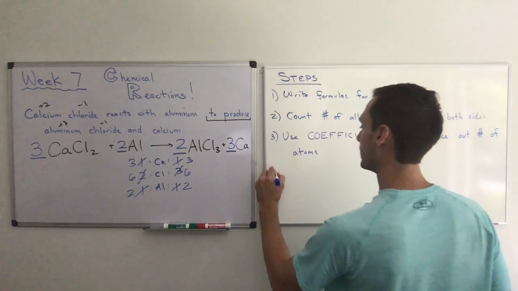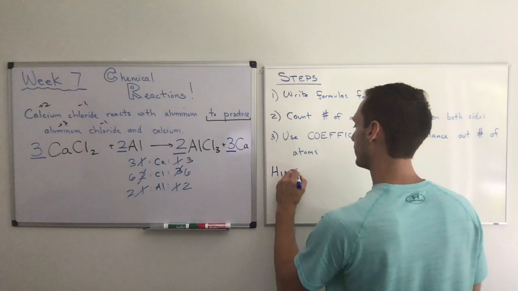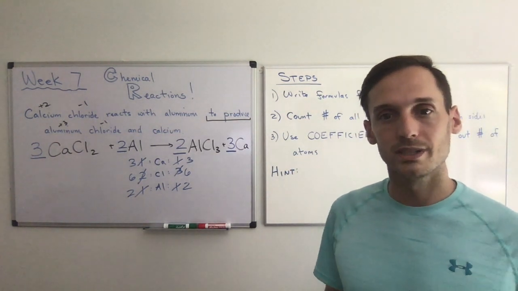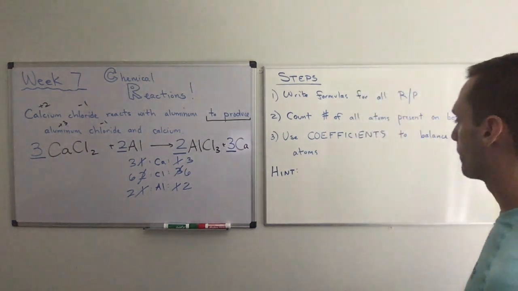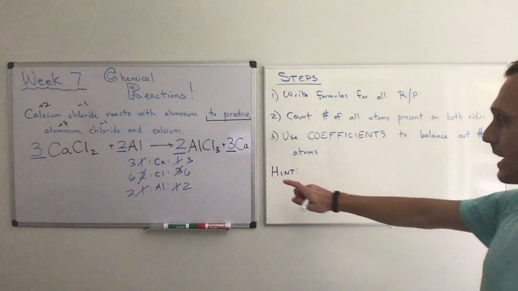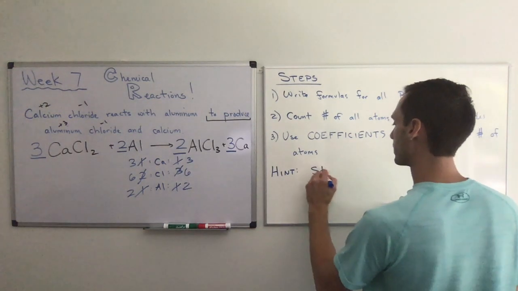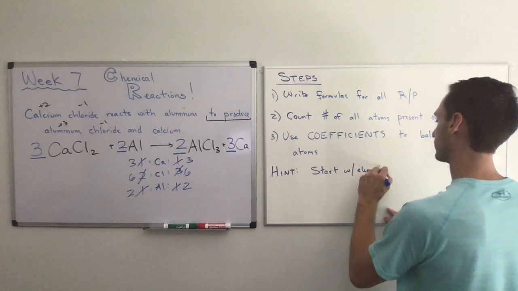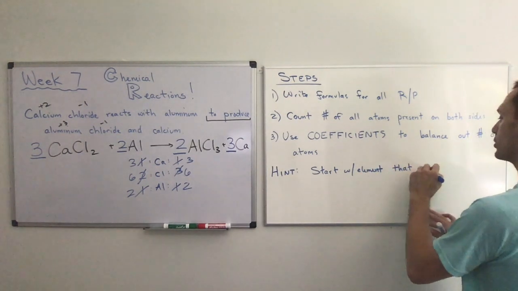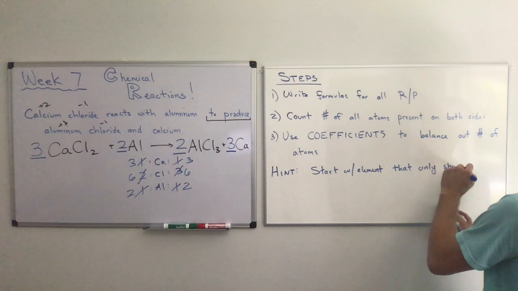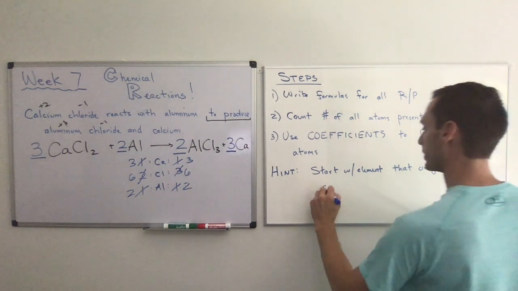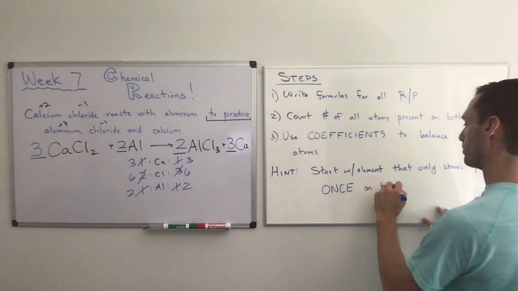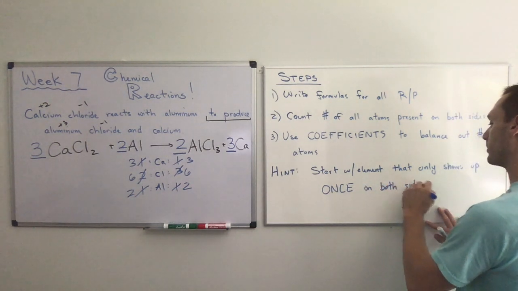So let me give you a hint down here that will really come in handy when we do the trickier ones and the group work in a little bit. So the hint is: start with an element that only shows up once on both sides of the arrow.